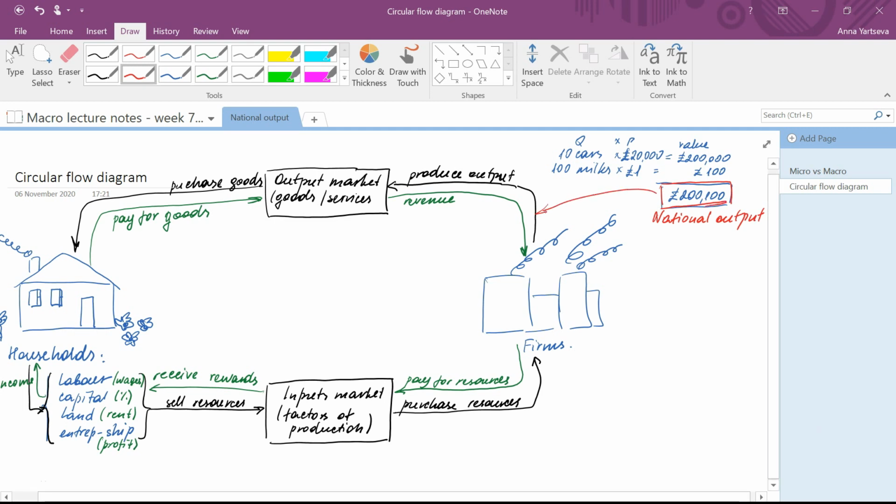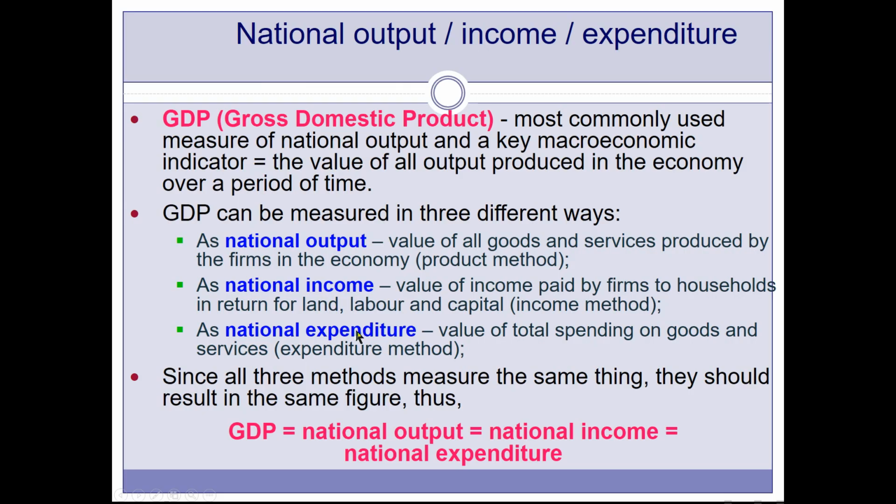So strictly speaking, we try to measure the size of this black arrow. We try to measure the flow of goods and services from firms to the output markets. This is national output. The second method, which can be used to calculate GDP, let's have a look at our slide, is national income. In other words, we can try to measure the size of our flow in our economy as the value of all income paid by firms to households in return for land, labor, capital, and so on provided. This is the so-called income method.